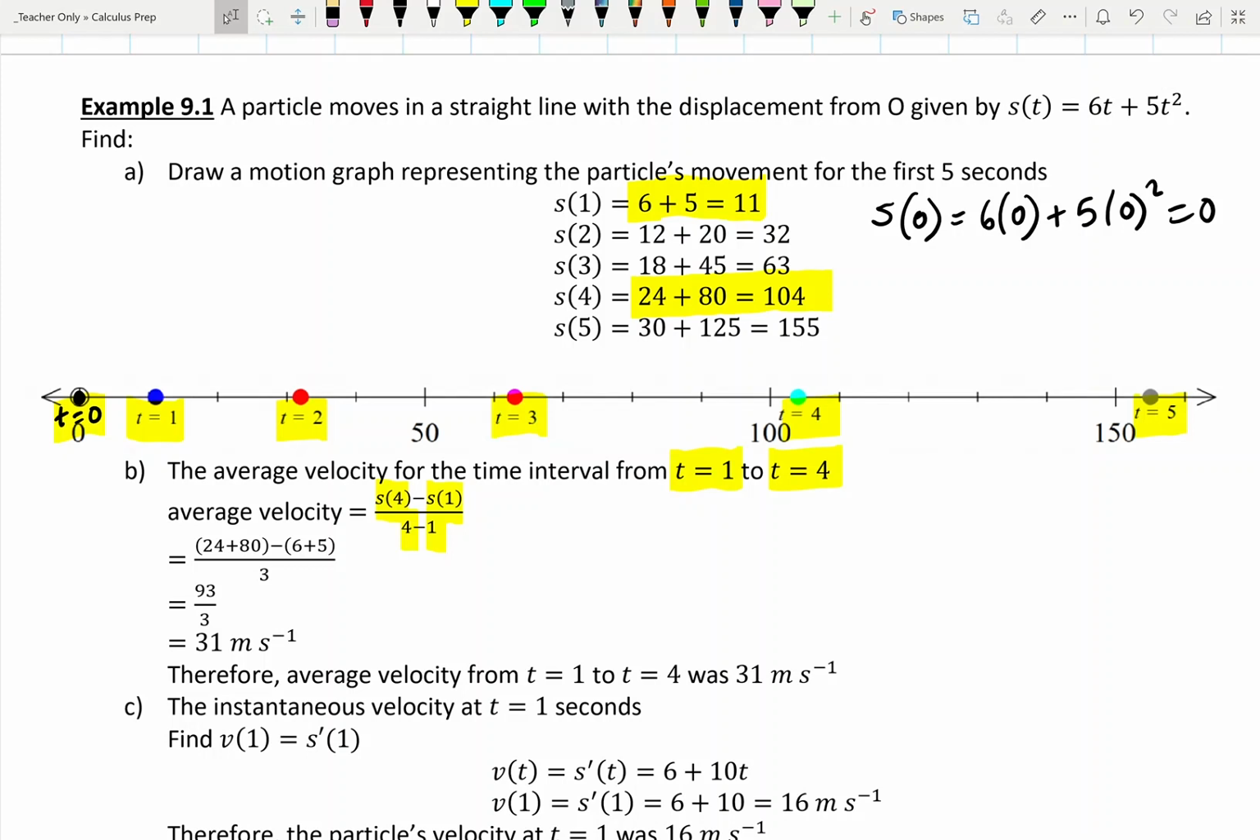So that means between the time 1 second and 4 seconds, the average velocity was 31 meters per second, which means it was travelling to the right. Because velocity is positive, that means it's travelling to the right.